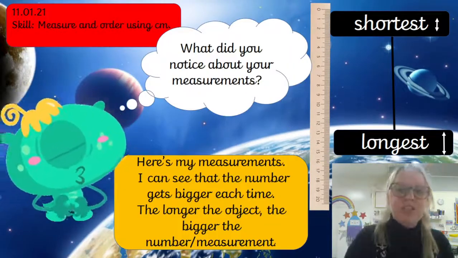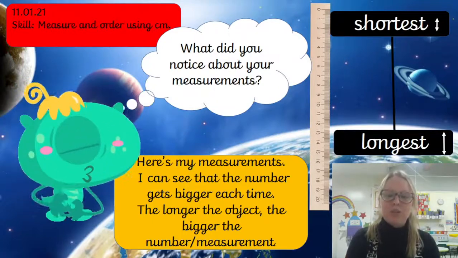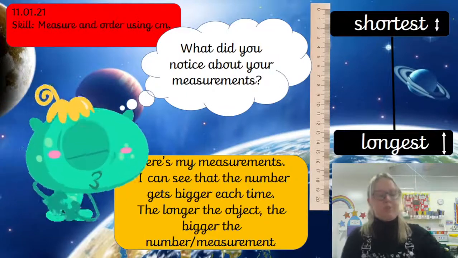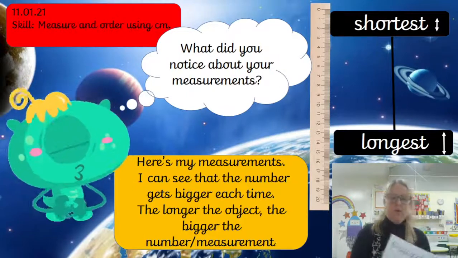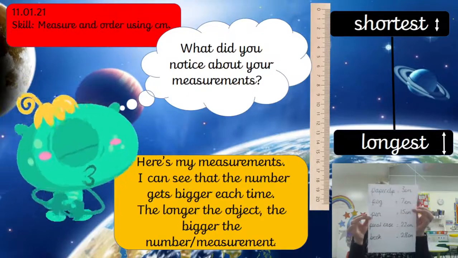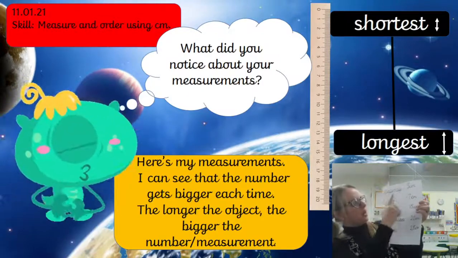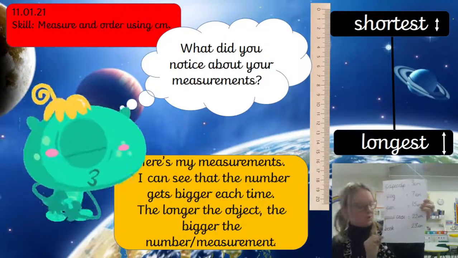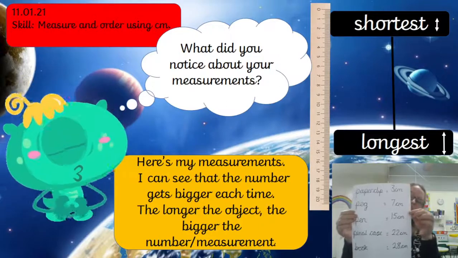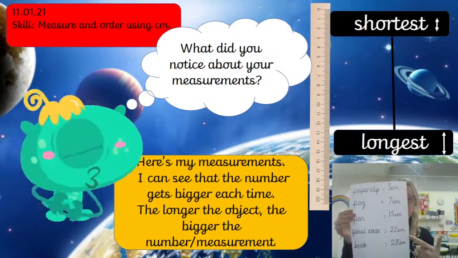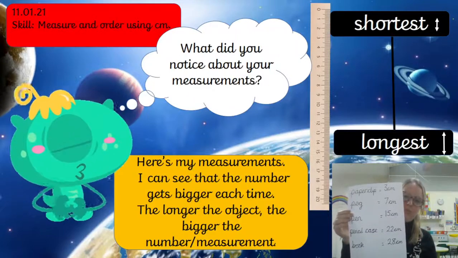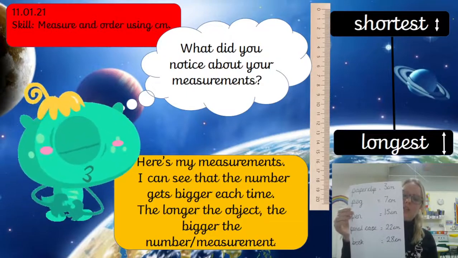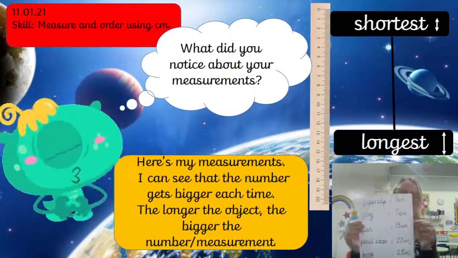Okay, so what did you notice about your measurements? What did you notice about the numbers? I'm going to show you my measurements. So I wrote down my list of measurements. I measured a paperclip, a peg, a pen, a pencil case, and a book. What can you notice about my measurements? What's happening to the numbers each time? They're getting bigger, aren't they? So the longer the object, then the bigger the number and the measurement.